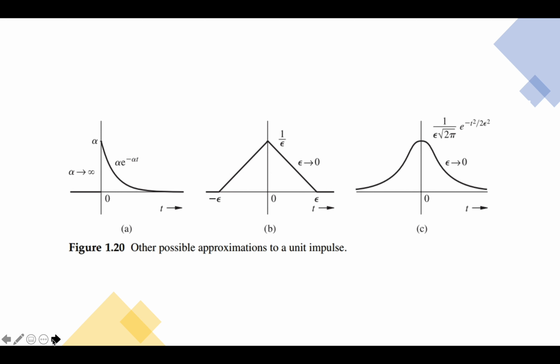And there are other possible approximations for an impulse function. The triangle, the Gaussian, the exponential. Sometimes the exponential with an absolute value is used. Anyway, any of these approximations have been used for an impulse. Why would you choose one over the other? Typically it's for mathematical convenience and really no other reason.